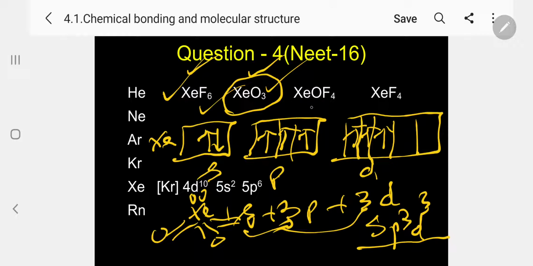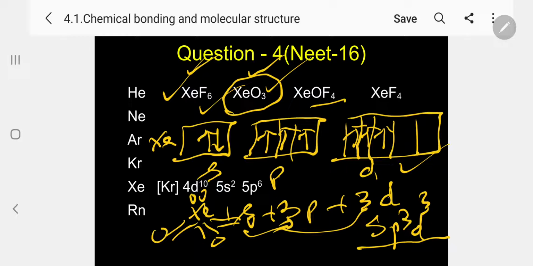Coming to XeOF4, again 6 unpaired electrons are required, 2 for oxygen and 4 for fluorine. So same configuration in the excited state. So what will happen now? Again, one lone pair is present. Kindly follow. Originally the hybridization is sp3d3, as I have already given. In all three cases, the hybridization is sp3d3.